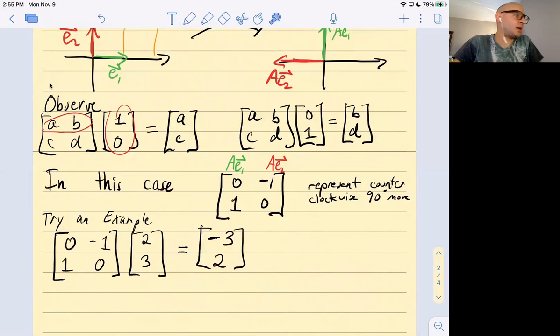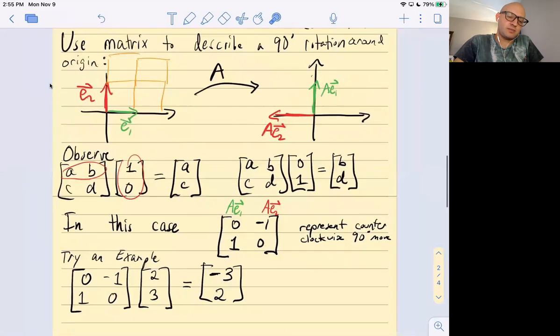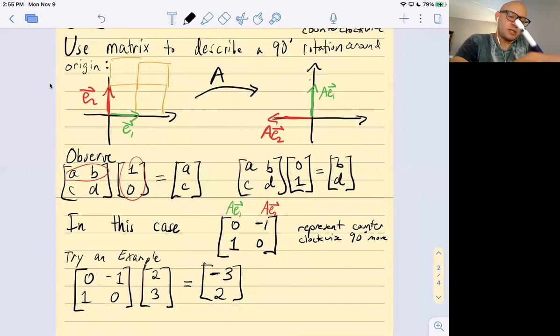Let's investigate that on the picture and make sure that it satisfies what we expect. So 2, 3, let me draw it in purple, is over here: over 2 and up 3. Now what it's saying here is to move it to negative 3, 2. So negative 3 and up 2 is over here.